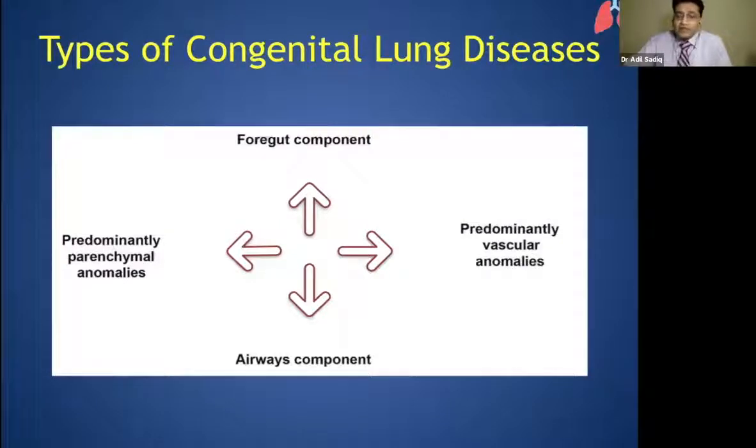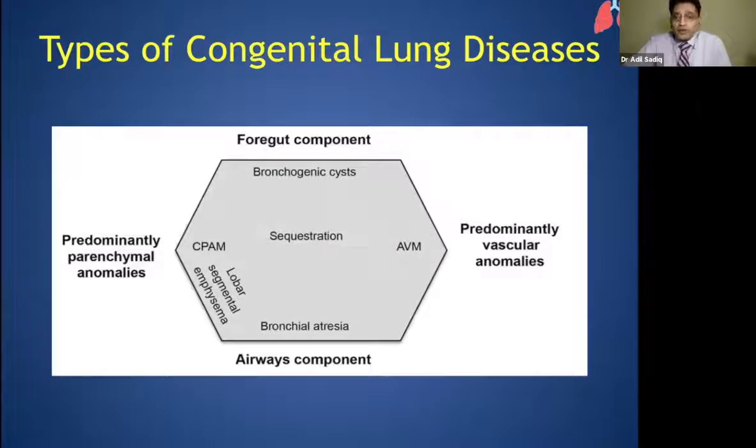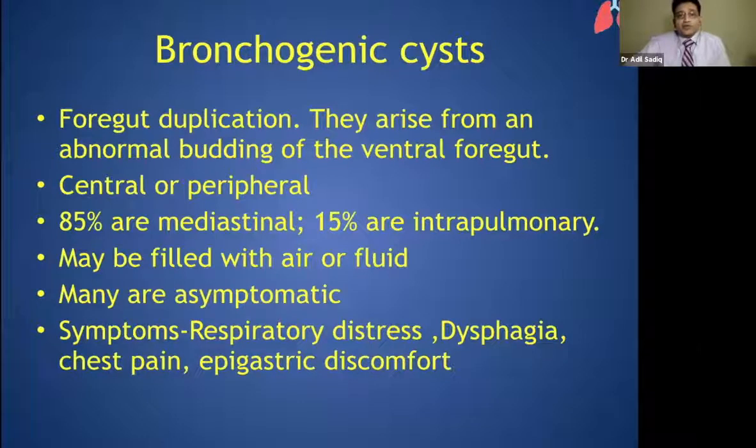So to put it simply, there are 4 kinds of lung diseases we're talking about. One is those related with a foregut component anomaly. The other is with airway component anomalies. The third is with parenchymal anomalies. And the fourth is those having vascular anomalies. A couple of things that I will be touching upon are bronchogenic cysts, sequestration, CPAM, also known as CCAM, lobar emphysema, bronchial atresia, and AV malformations, apart from the Scimitar syndrome. So let's dive right into the topic. Let's start with bronchogenic cysts.